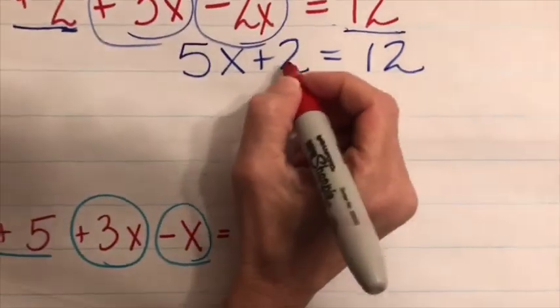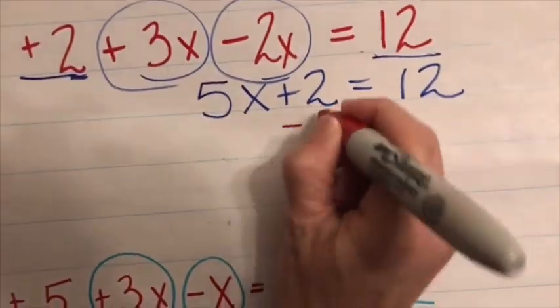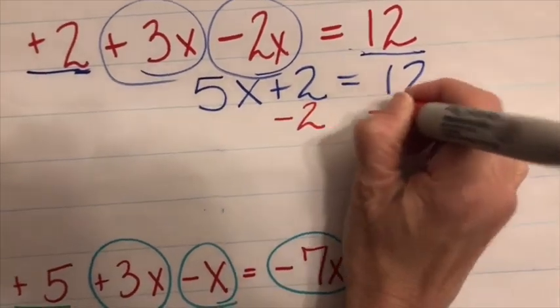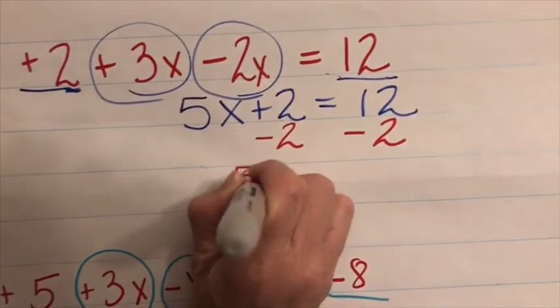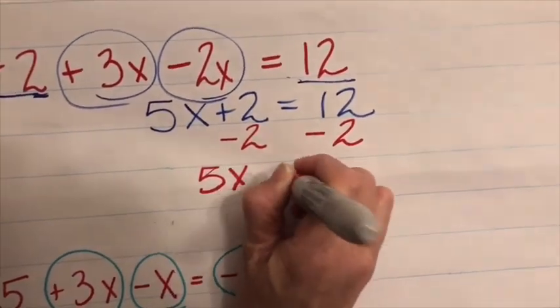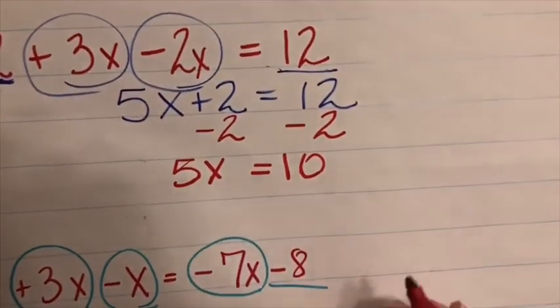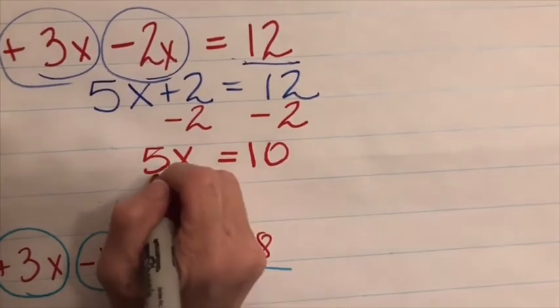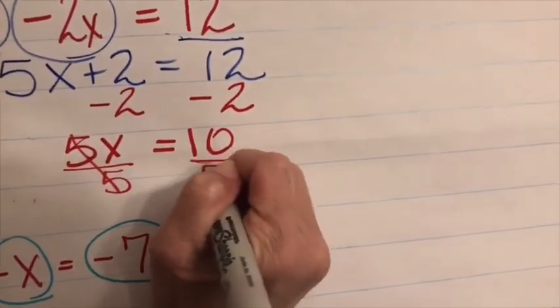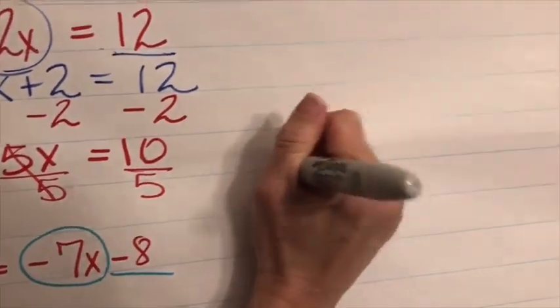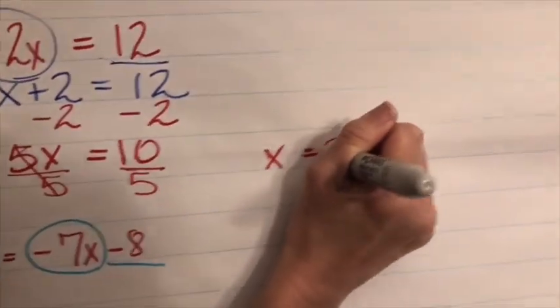Okay, now I'm going to get rid of my constant by subtracting it from both sides. Key term, both sides. And I end up with 5x equals 10. Okay, now I can divide both sides by 5. And I get that x equals 2.